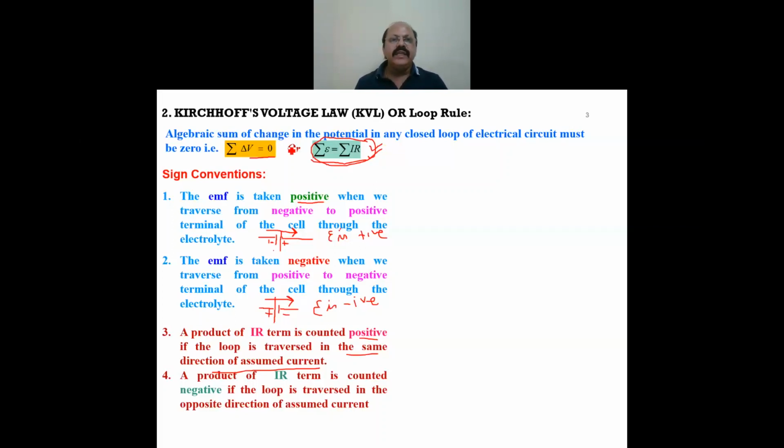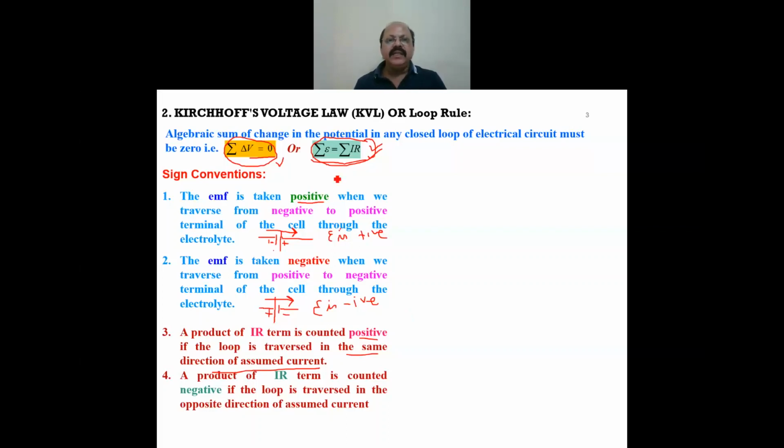But if you are using the formula sigma delta V equal to 0, then in that condition the first two are the same sign conventions, but the third and fourth are opposite. Means the product of IR becomes negative in one case and positive in the other. So that's why in some books the sign conventions which are written are also correct, but you have to understand which formula you are applying. In that condition you have to apply the sign conventions.